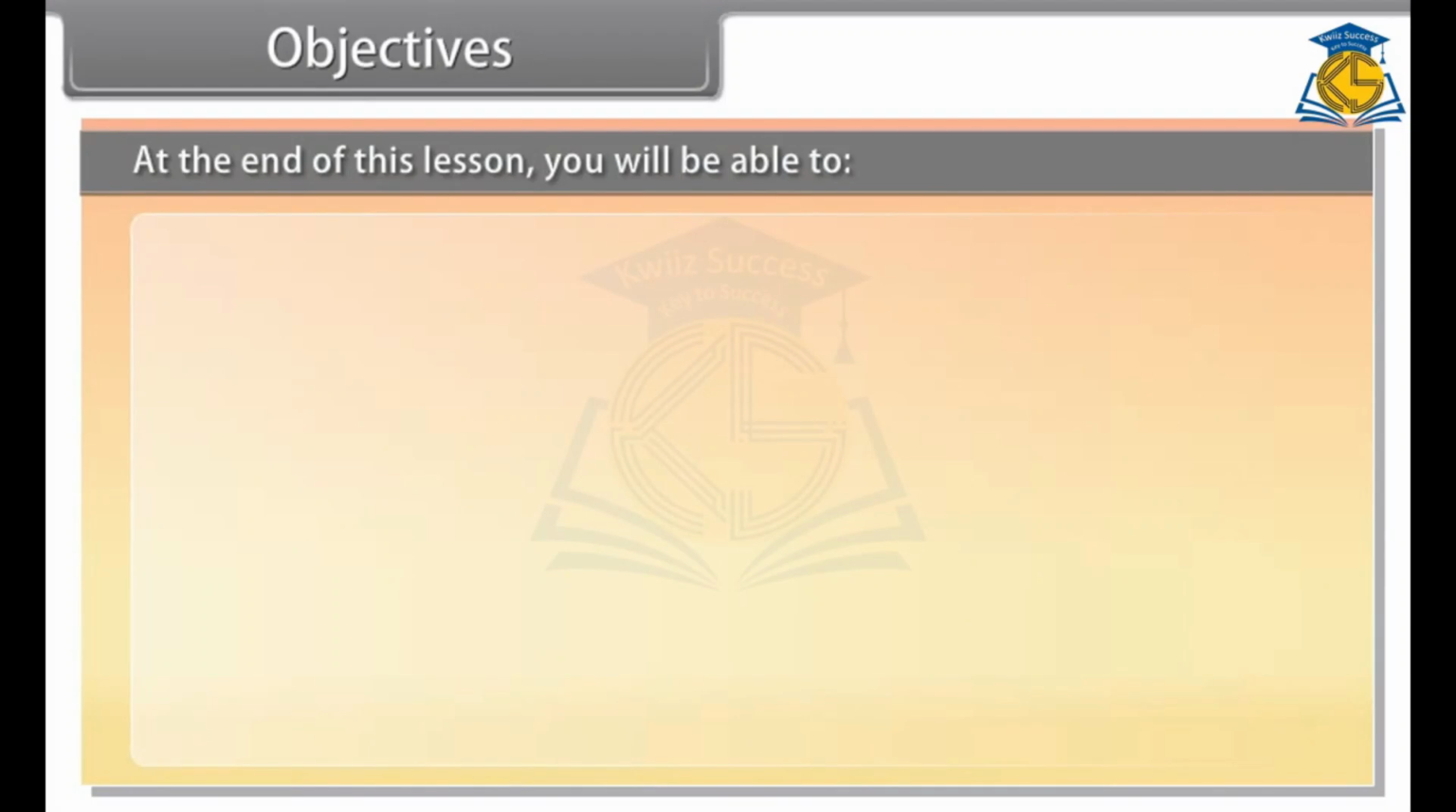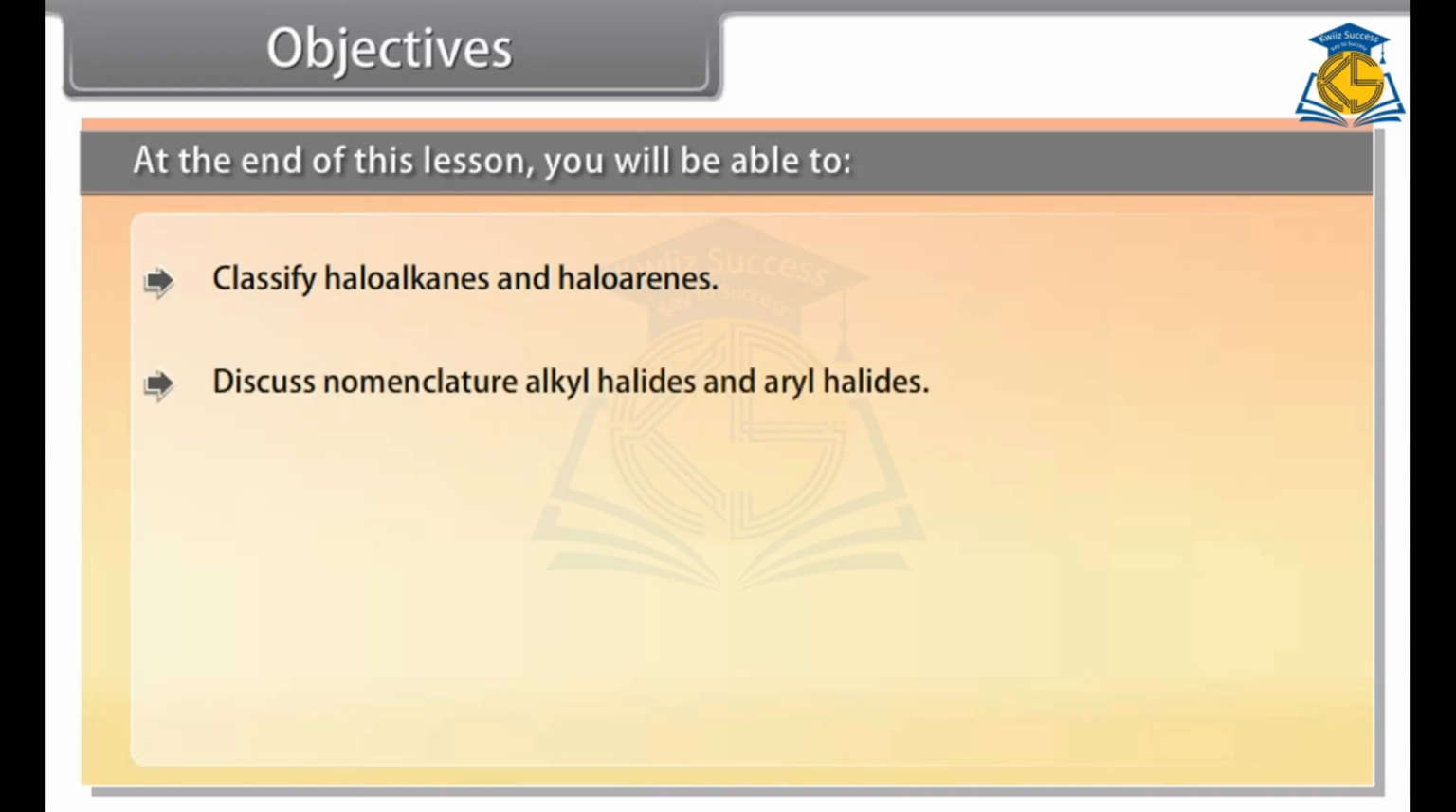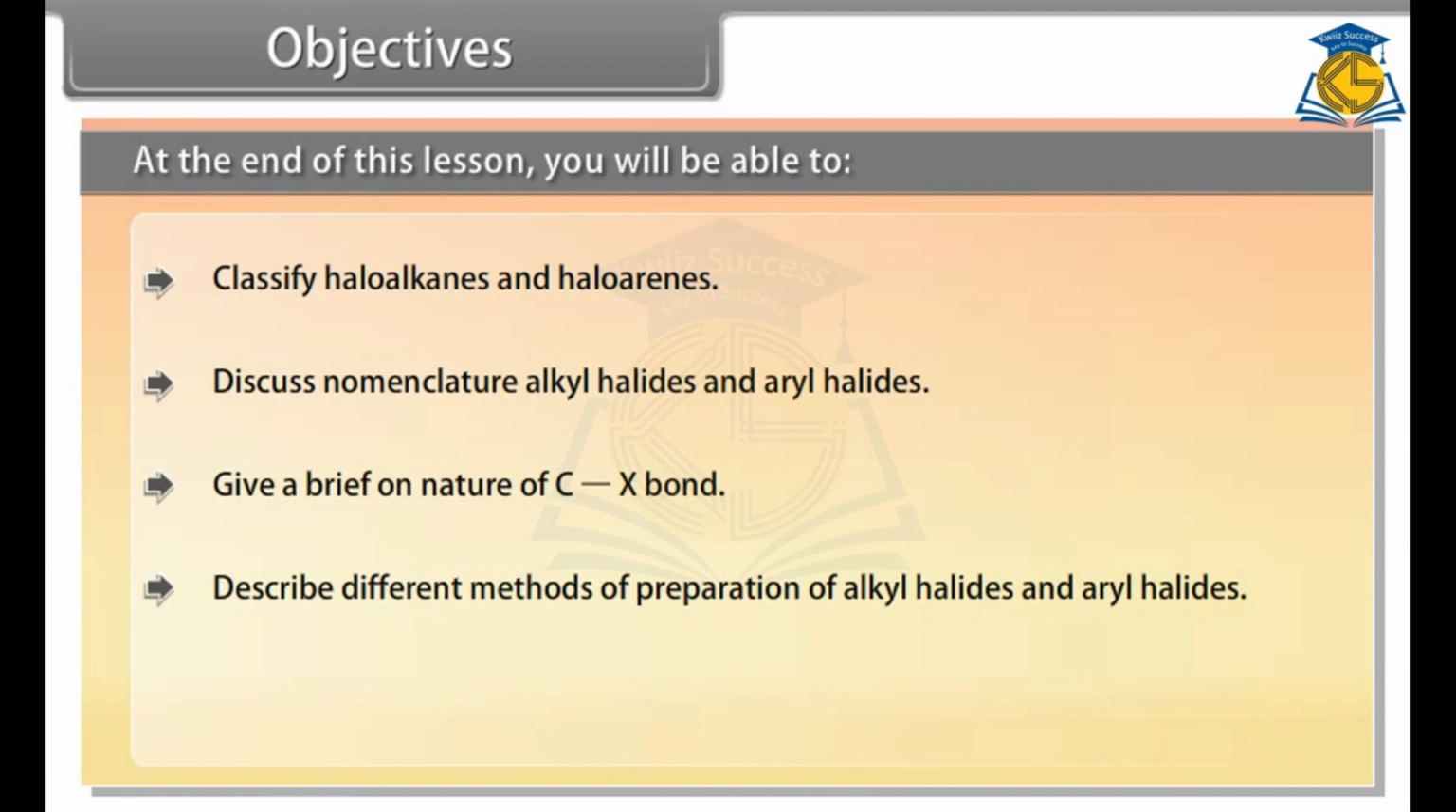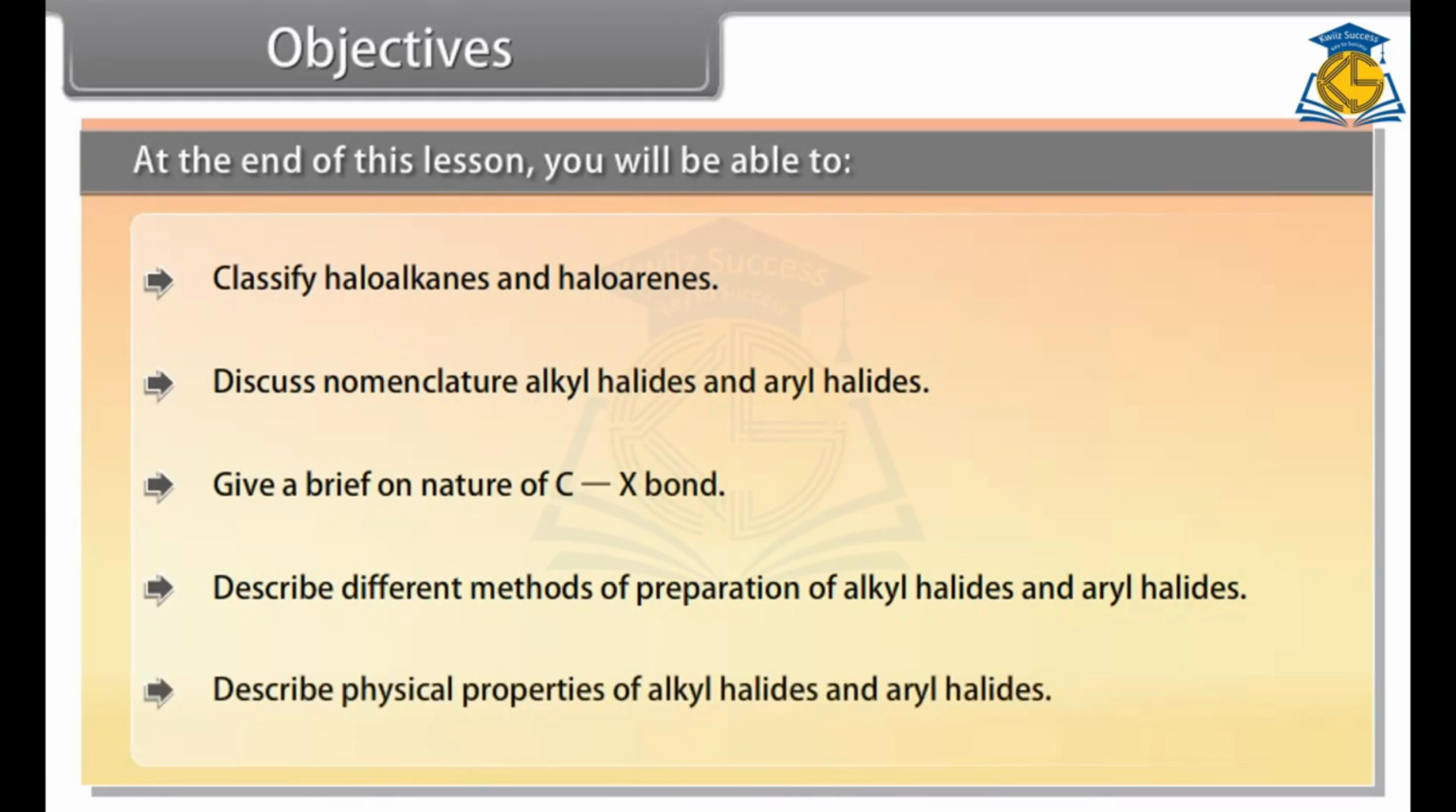At the end of this lesson, you will be able to classify haloalkanes and haloarenes, discuss nomenclature of alkyl halides and aryl halides, give a brief on nature of C-X bond, describe different methods of preparation of alkyl halides and aryl halides, describe physical properties of alkyl halides and aryl halides.